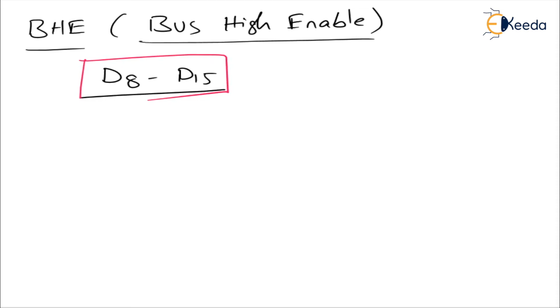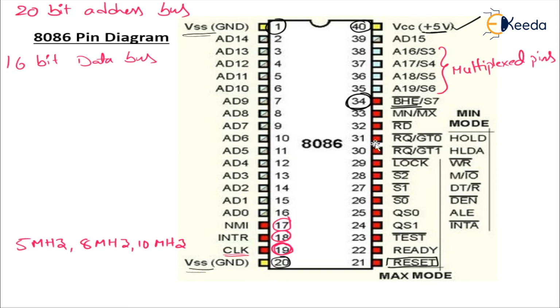This signal is low during the first clock cycle, thereafter it is activated. So it is used to indicate the transfer of data using the data bus, that is higher order 8-bit data. When the signal is low, this is low during the first half cycle and thereafter it is activated, that is bus high enable. It is used to indicate transfer of data using the data bus.